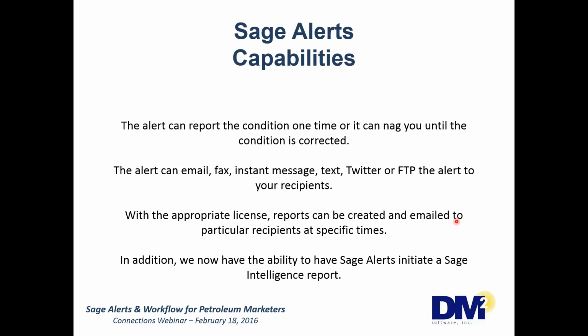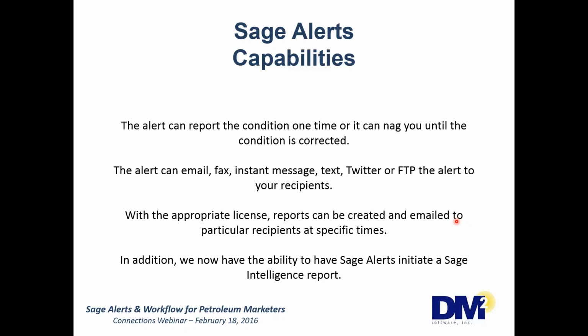The alert can report the condition one time, or it can nag you until the condition is corrected. Think of knowing that you only need to know one time that a line item on an invoice had a negative gross margin. But you want it to nag you about a negative inventory condition until that condition is corrected. The alert can email, fax, instant message, text, Twitter, or FTP the alert to your recipient.